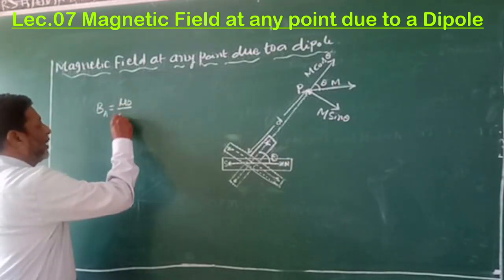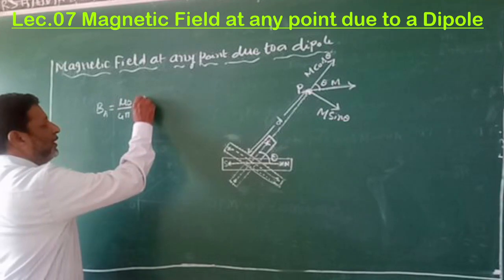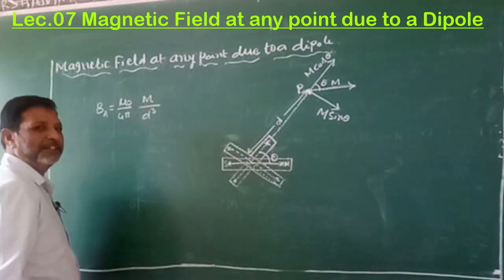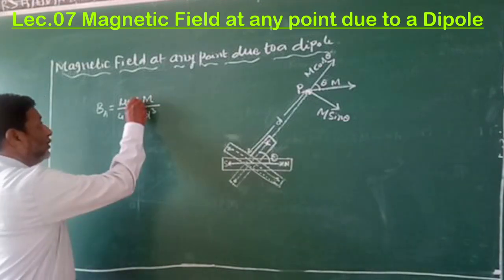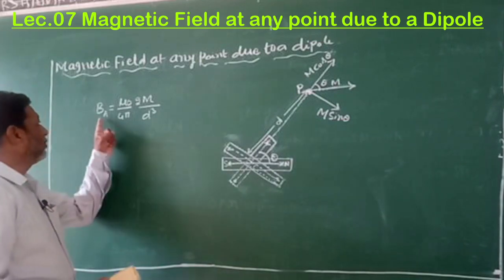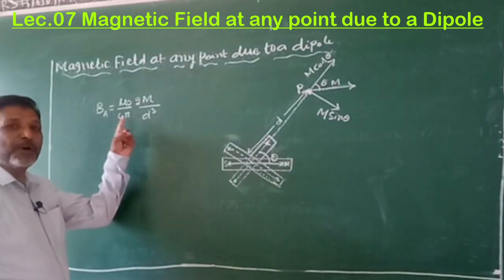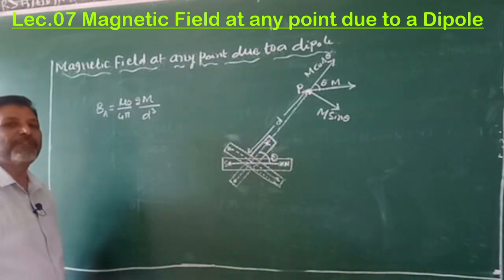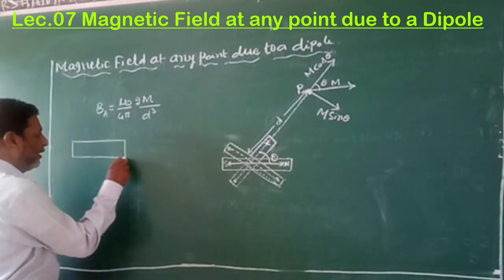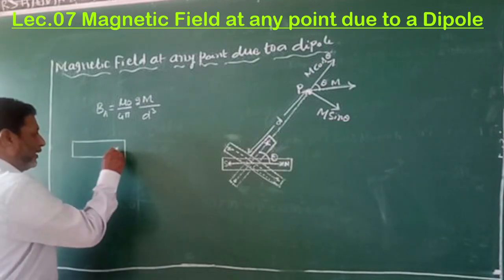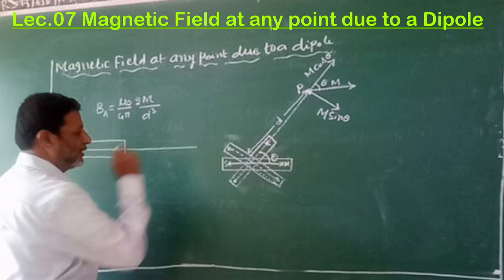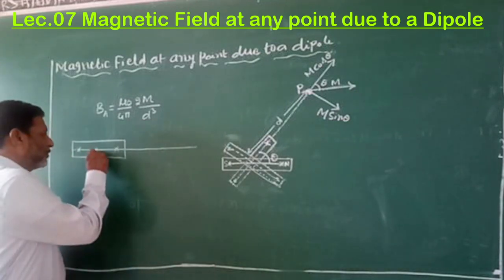Then mu naught divided by 4 pi, is it m divided by d cube, sorry, this is 2m divided by d cube. This is the formula of the field at any point on the axial line of a dipole. That is, suppose this is a magnet or bar magnet, which is a dipole, then this is called the axial line.